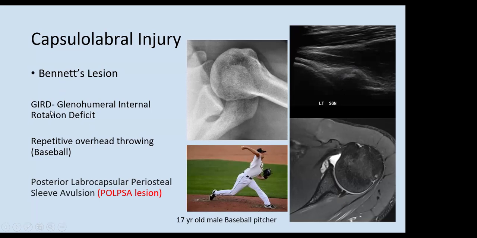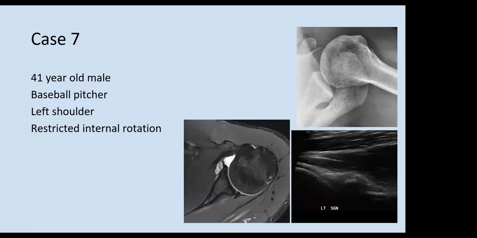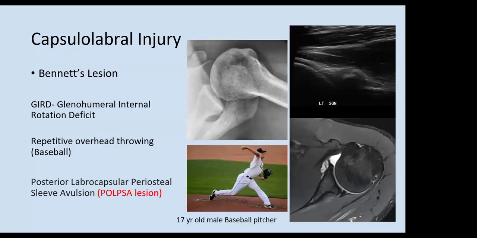And the restricted internal rotation history that I gave you here is what is called GIRD, which stands for glenohumeral internal rotation deficit, which is a classic clinical presentation for these patients.